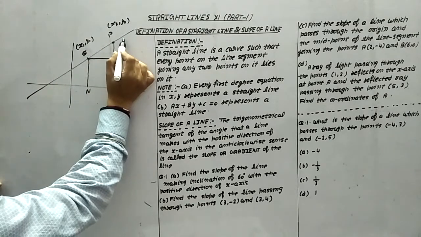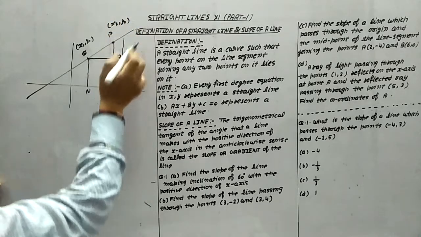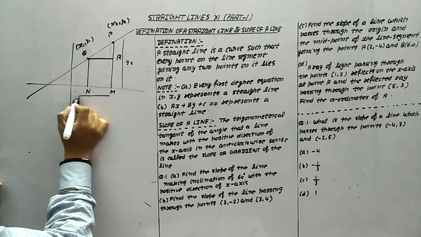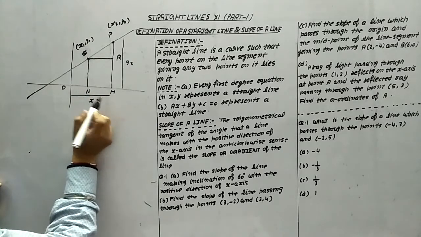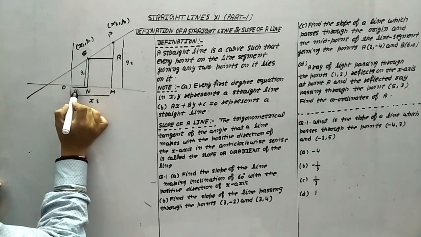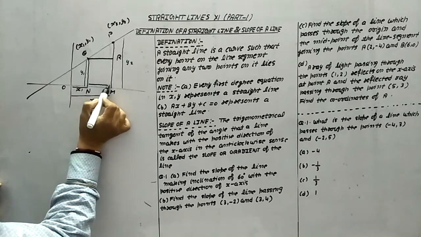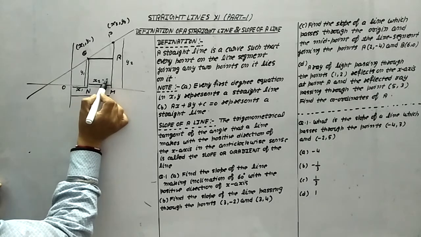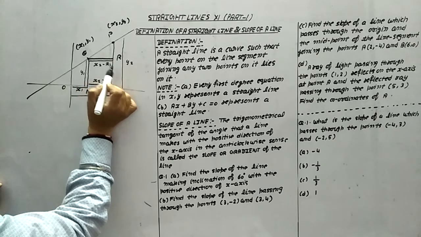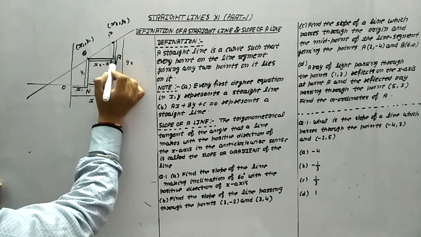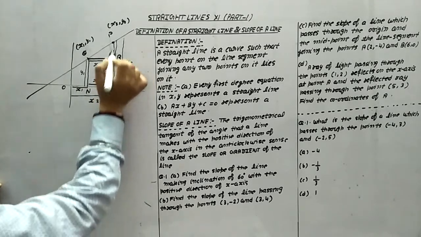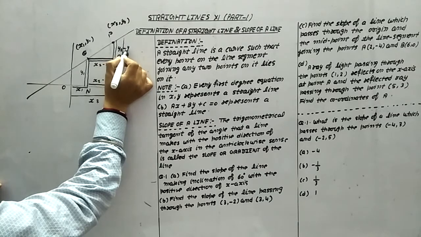Now look at this. What will be this distance? Because this coordinate is (x2, y2), this distance is y2. And this distance from the origin is x2. What will be this? y1. And this distance? x1. So ultimately this distance is x2 minus x1, and this distance, since this is already y1 and the total is y2, will be y2 minus y1.